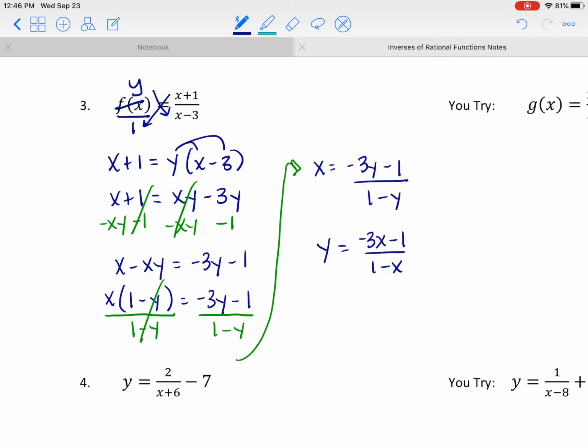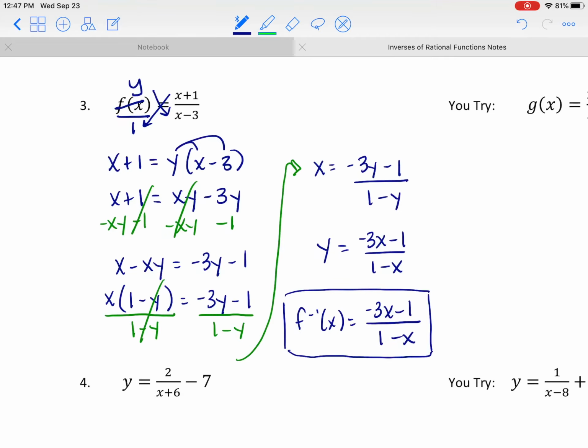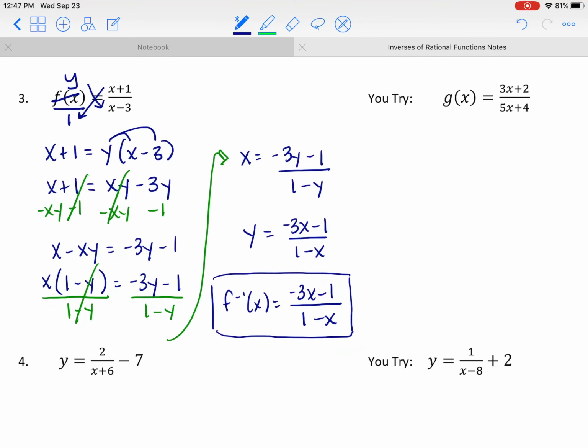And then I want to write this with the correct inverse notation. I'm not just going to put the little negative 1 on the y, because this time I started with f of x. So I want to call this f inverse of x equals negative 3x minus 1 over 1 minus x. And if you could do this in fewer steps, that's fine. I just don't want to lose anybody, so I'm trying to show all my work here. Okay, so there it is.